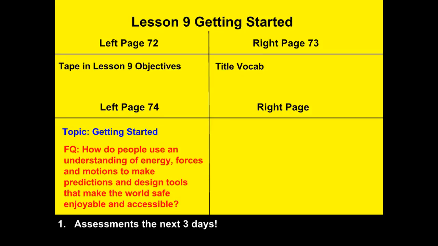On page 72, you should type in Lesson 9 objectives. On page 73, you're typing that vocabulary. And on page 74, that's where you'll do the majority of your work today. The topic there is getting started.